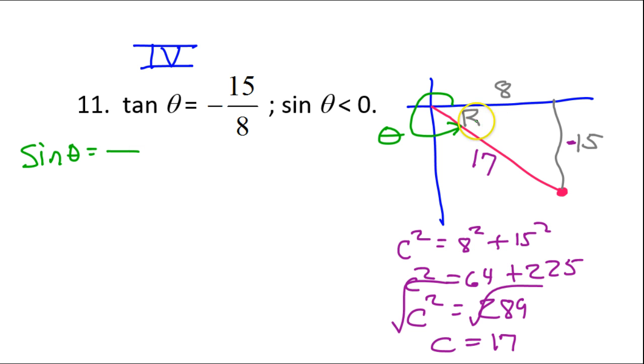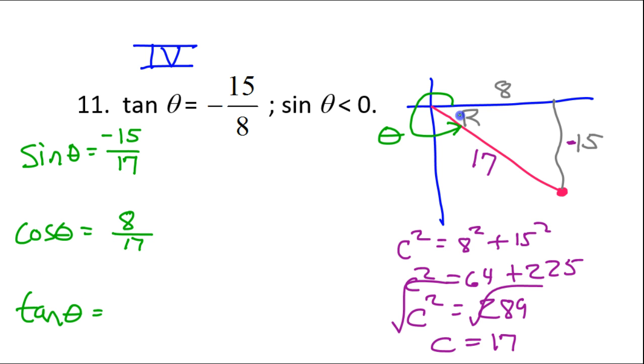So the sine is going to be opposite over hypotenuse, so that's going to be negative 15 over 17. Cosine, adjacent over hypotenuse, so positive 8 over 17. And tangent, opposite over adjacent, so negative 15 over 8. Alright, which we already had.